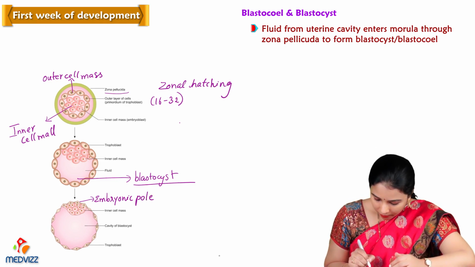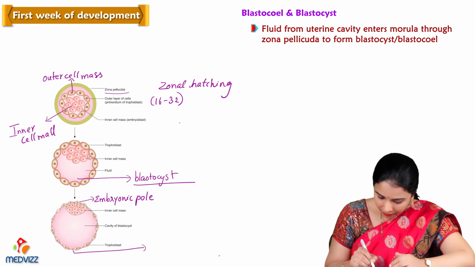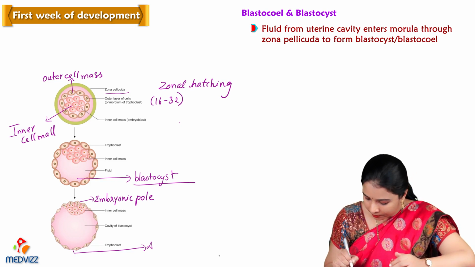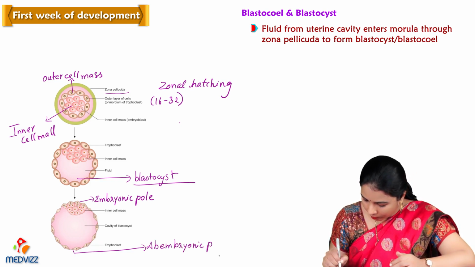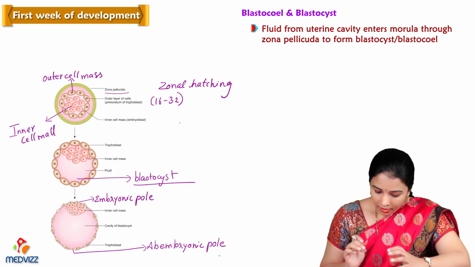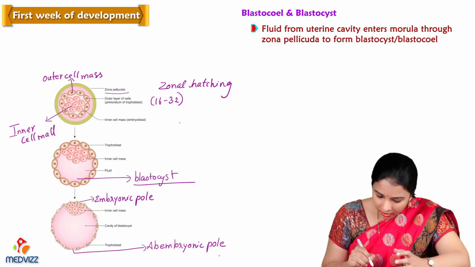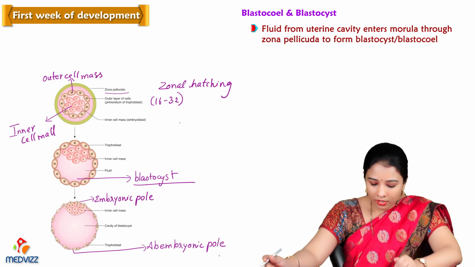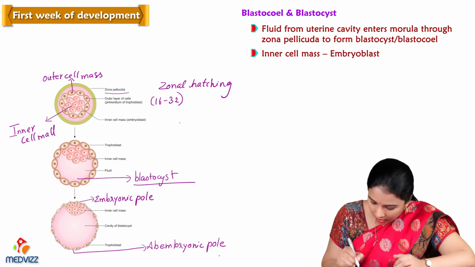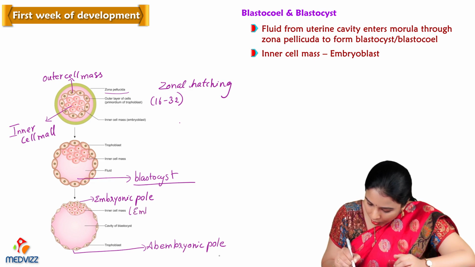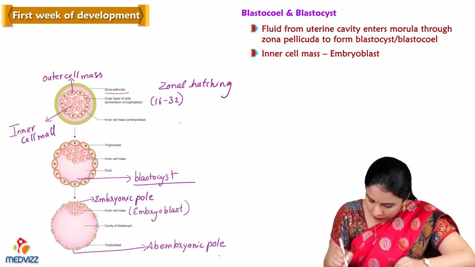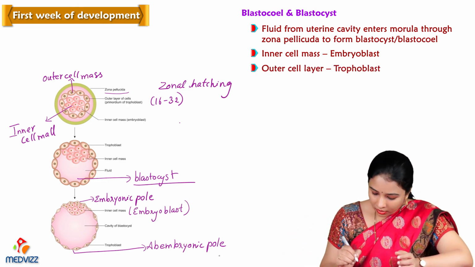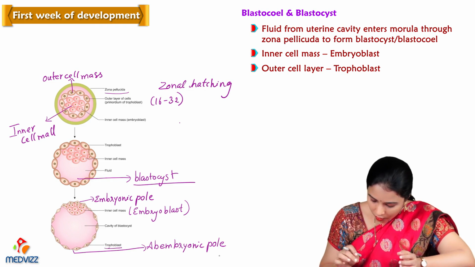Whereas the opposite pole, where the cells are not there, here the peripheral cells are present. So the opposite pole is called embryonic pole or vegetative pole. And now because of formation of this cavity, the inner cell mass cells are no more called inner cell mass and outer cell mass. So the inner cell mass, now these cells are called embryoblast. So this stage of conceptus is embryoblast. The outer cell mass is called trophoblast.